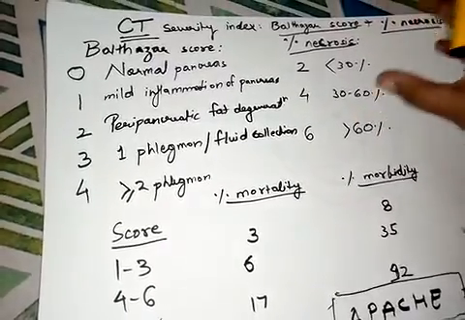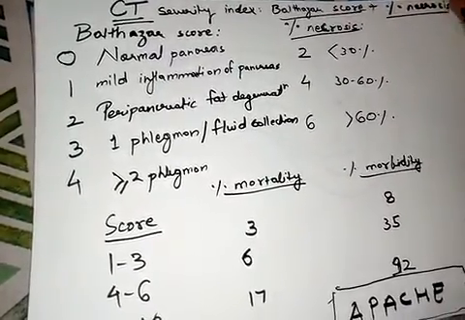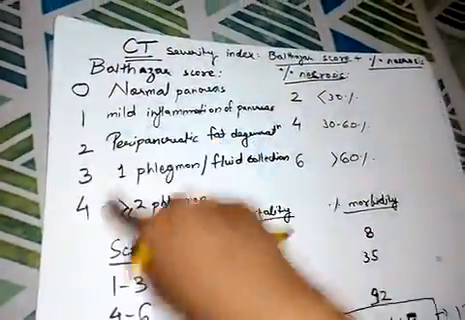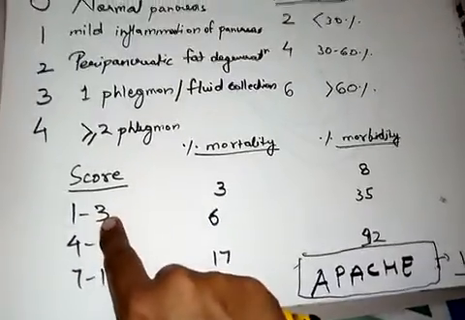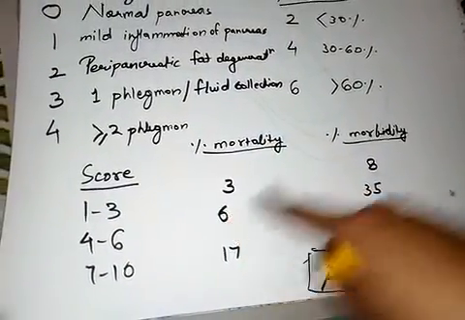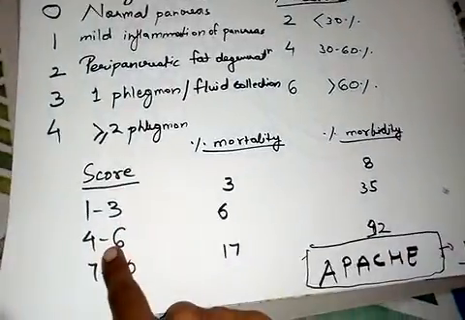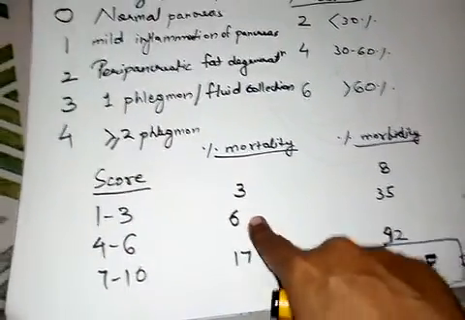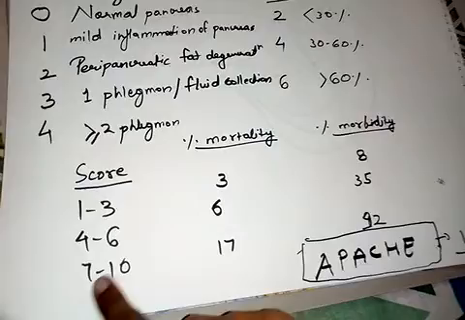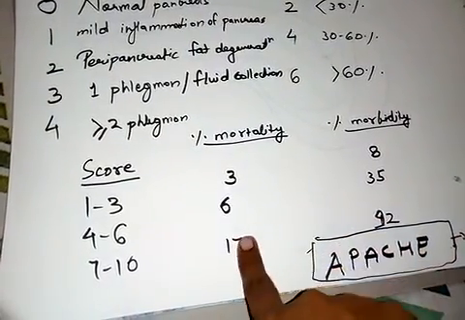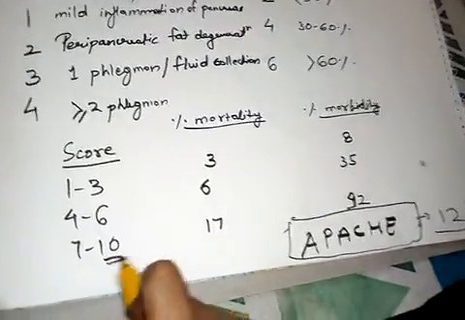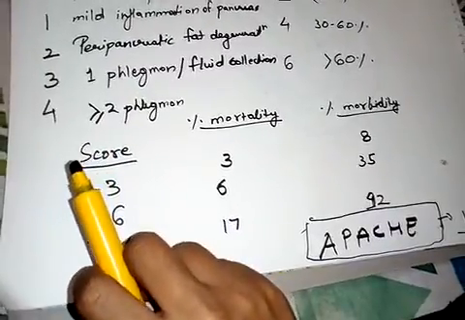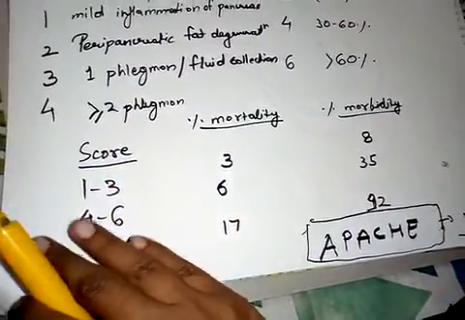It means how much parenchyma of the pancreas has been necrosed. So we add these two scores, and if the score comes 1 to 3, then mortality is 3% and morbidity is 8%. If the score is 4 to 6, mortality is 6% and morbidity is 35%. And if 7 to 10, the mortality is 17% and morbidity is 92%. So a CT severity index of 10 is very dangerous, and we should resuscitate this patient by the best means possible.